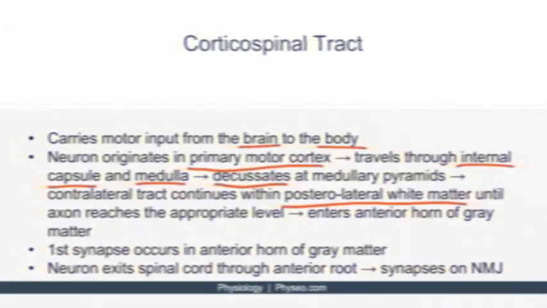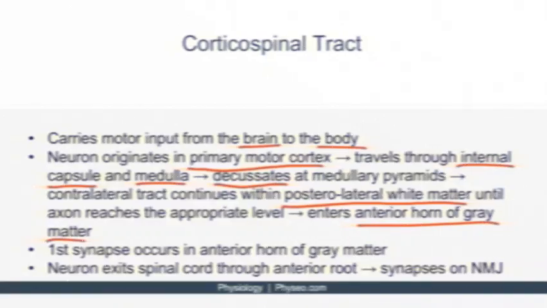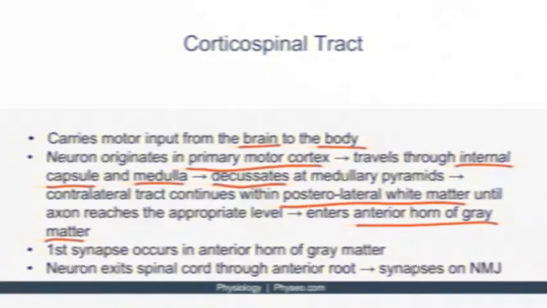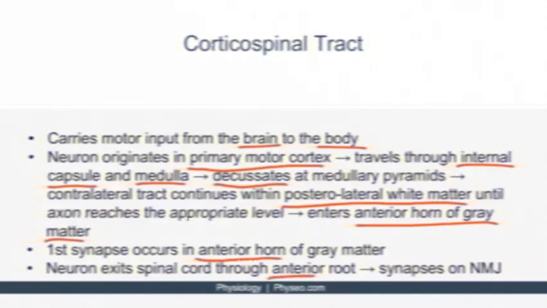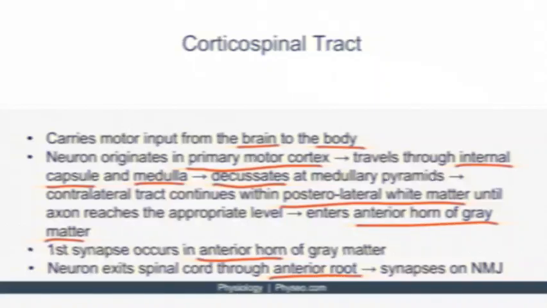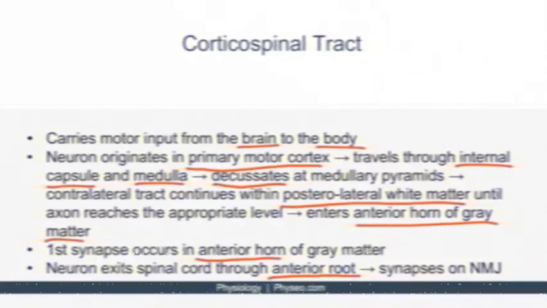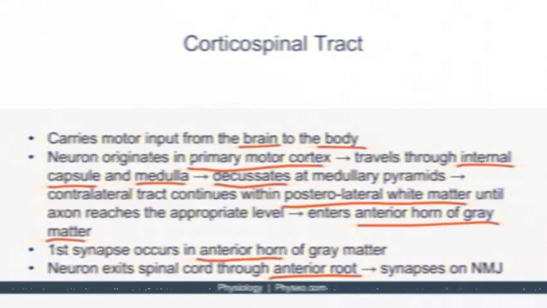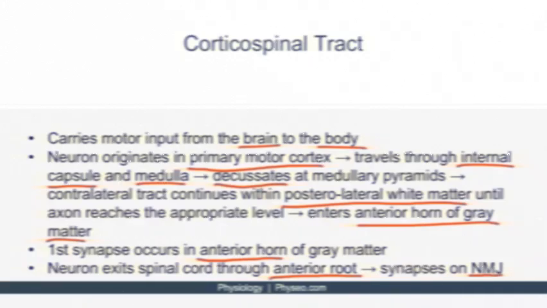And then at that point, it enters the anterior horn of the gray matter within the spinal cord. And this is where the first synapse occurs, here in the anterior horn, and then the second neuron exits the spinal cord through the anterior root. Unlike the ascending tracts, such as the dorsal column and the spinothalamic tract, which came in through the dorsal root, the corticospinal tract exits through the anterior root. And then the second neuron synapses at the neuromuscular junction.